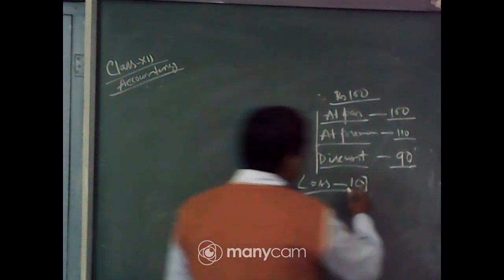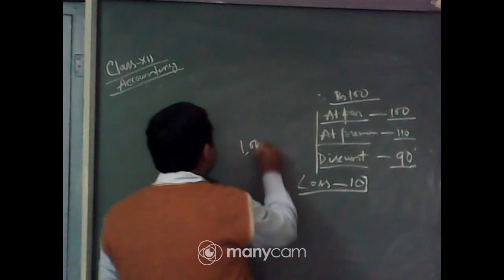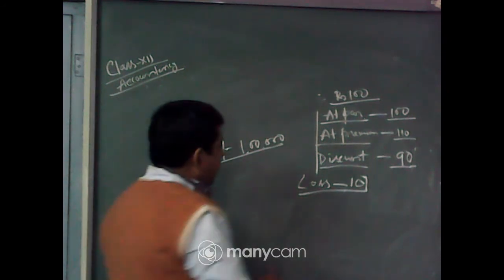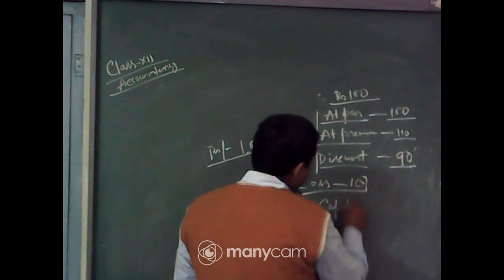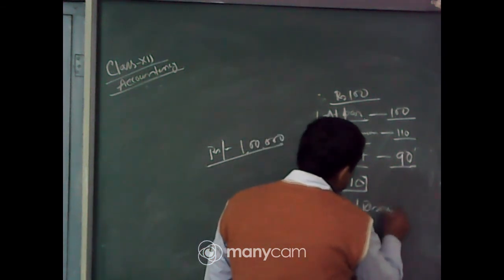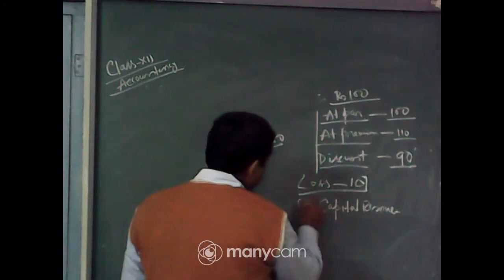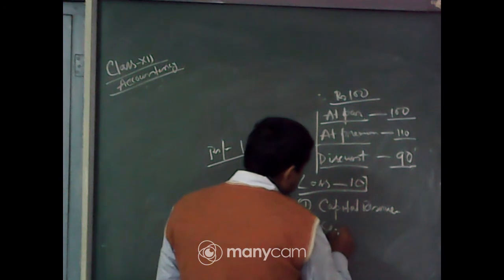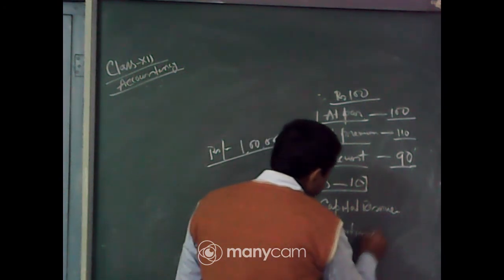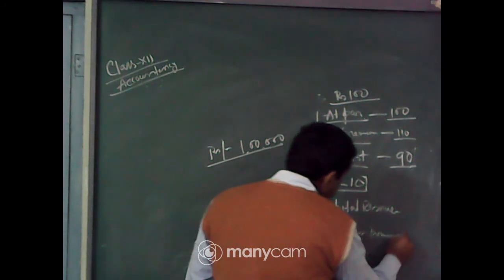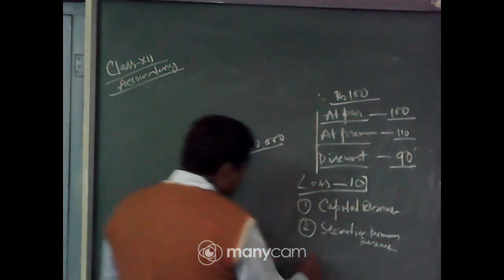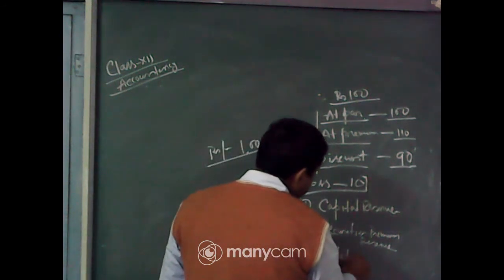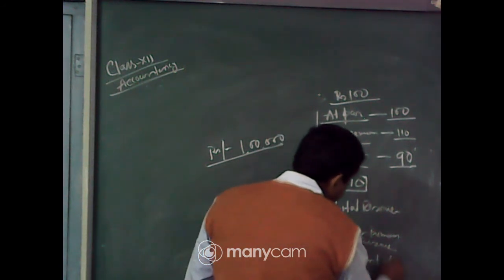Now, suppose the total value of the loss is rupees 1 lakh. The first point is what it is written off from, that is capital reserve. Next, if the capital reserve does not have enough money, you have to write off from the securities premium reserve. Third, if the securities premium is also not enough, you have to write off from the statement of profit and loss.